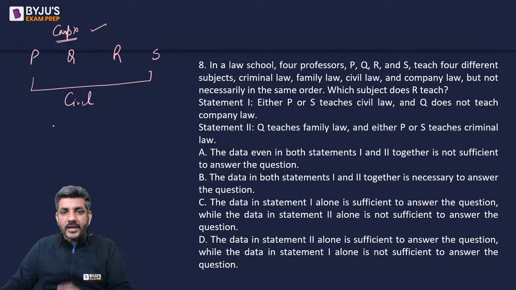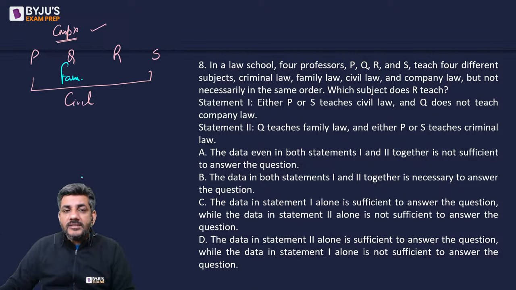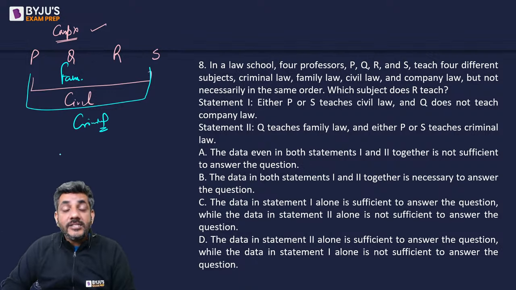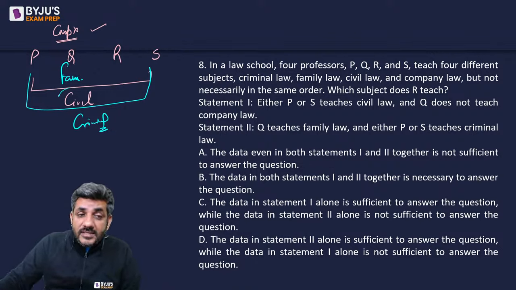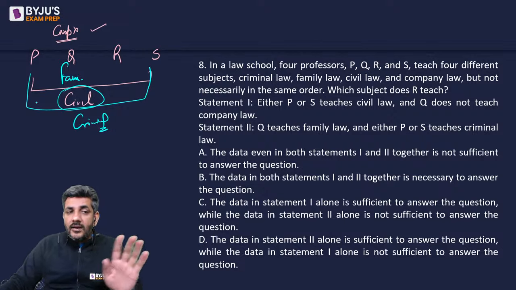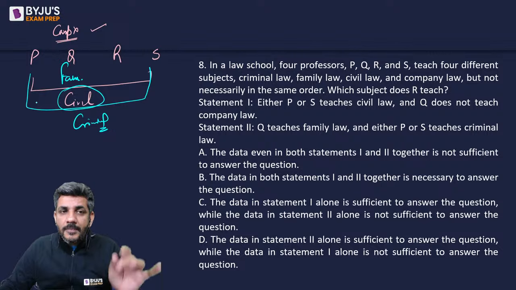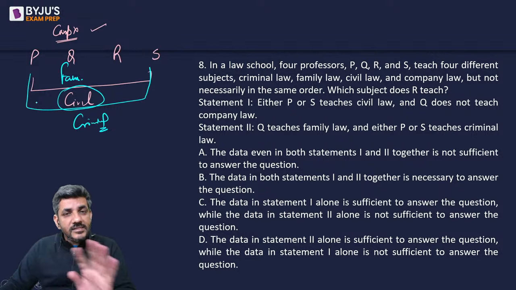Forget about it. Second, Q teaches family law. So Q teaches family law. And either P or S teaches criminal law. Either P or S teaches criminal law. Now from that also I cannot say that what does R teach, because currently I am not using first statement's information. ये जो statement है civil वाली, अभी के लिए इसको भूल जाओ, right? I do not know about it. If I do not know about it, I just know that Q teaches family law, P or S teaches criminal law. That means now R might teach civil law as well as company law. So I can't say that yet.